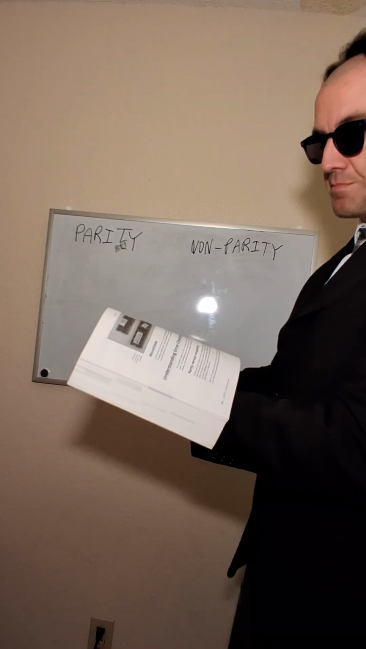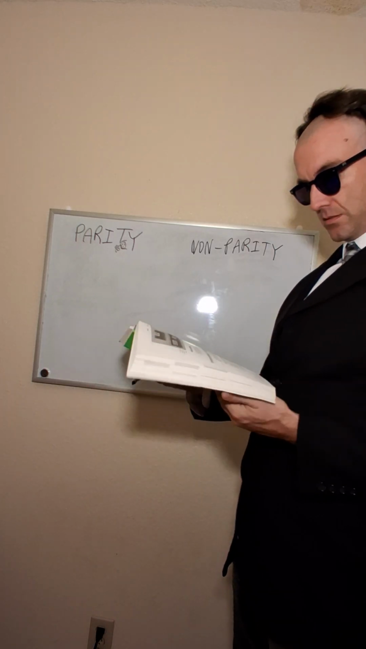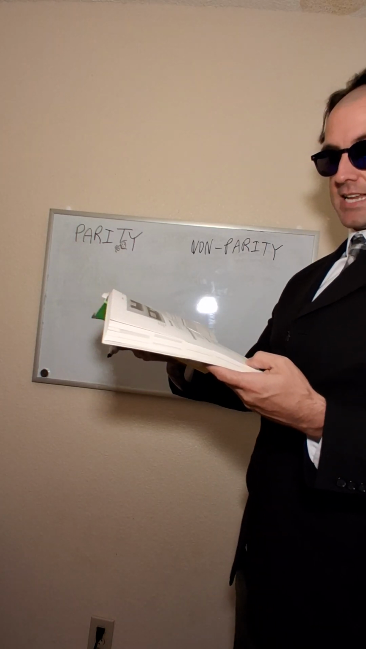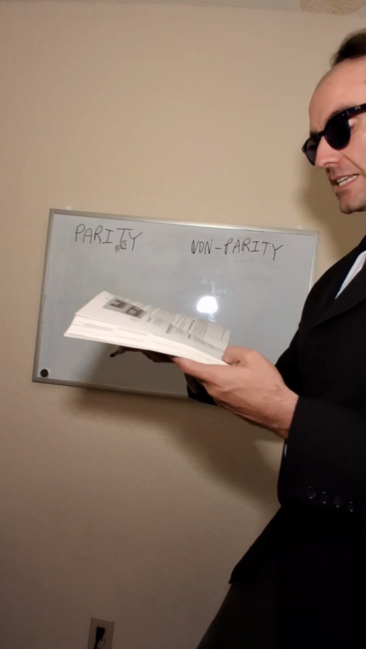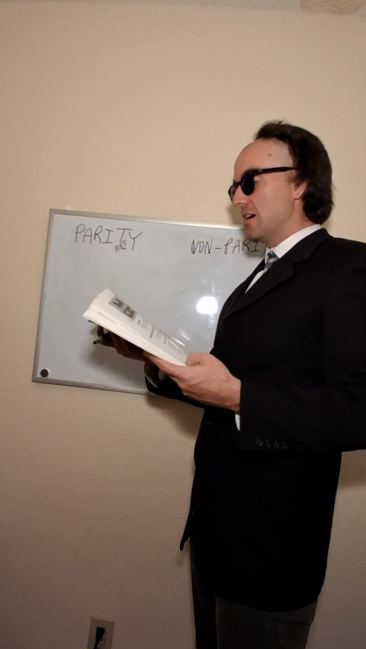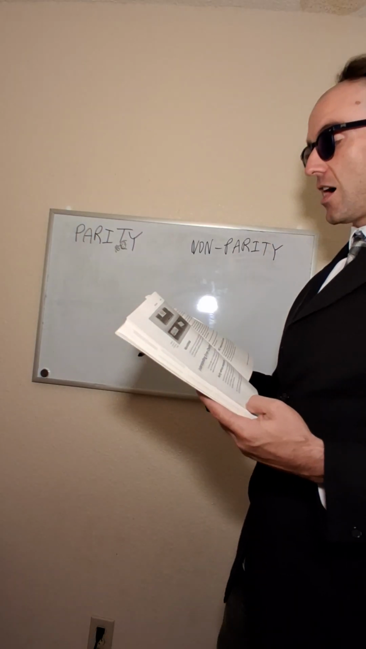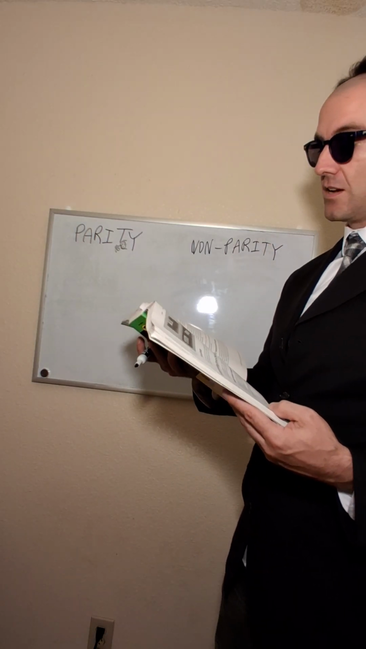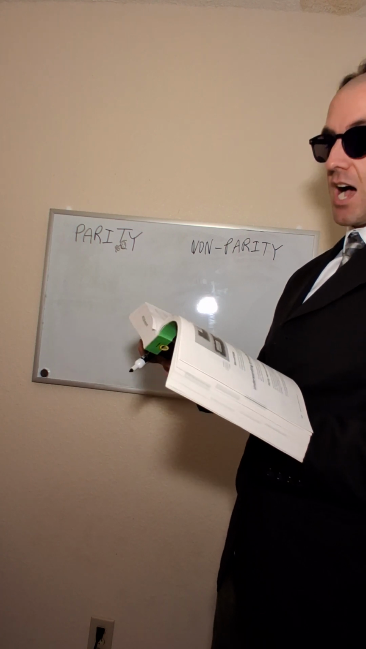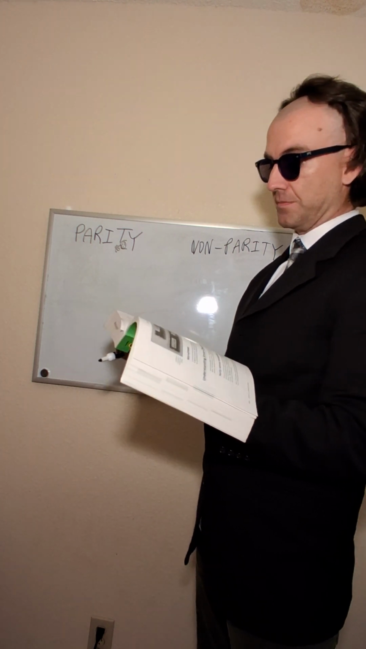Here's how parity memory works. The two types of parity memory are odd and even. Both parity methods function the same way, but differ in whether they look for an odd number of bits or an even number of bits. This discussion uses odd parity as the example.